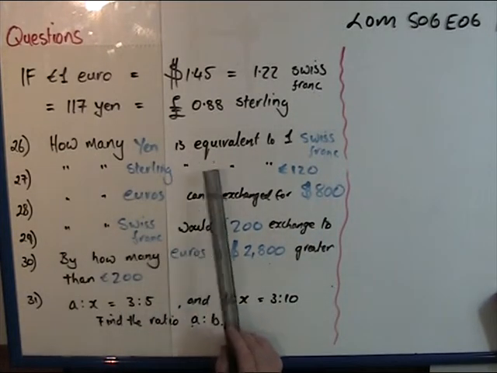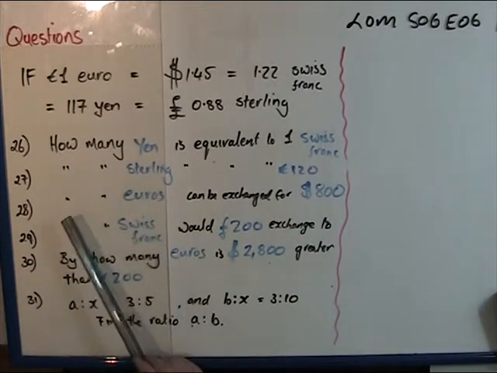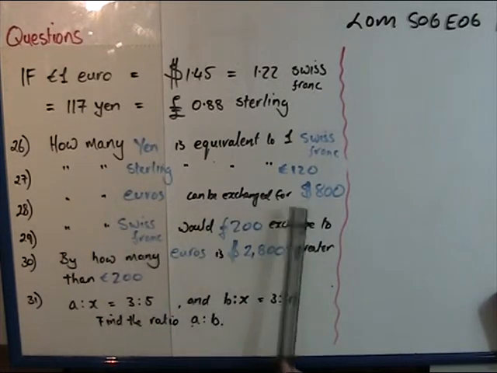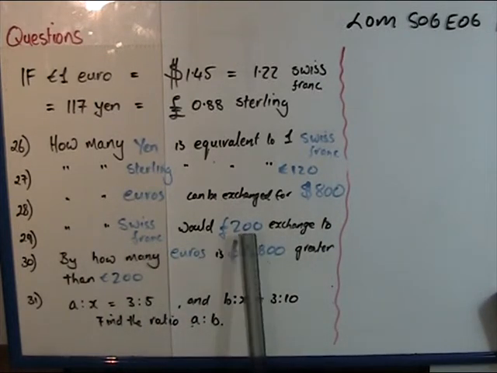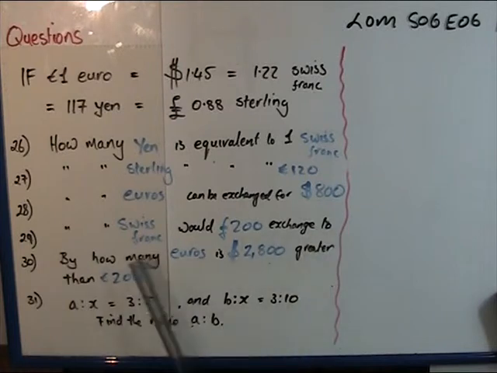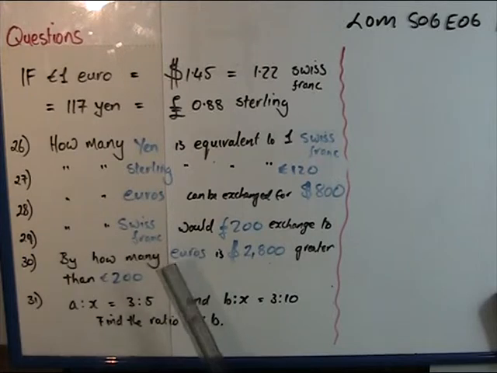How many sterling is equivalent to 220 euros? You've got your exchange rates here. And then how many euros can be exchanged for $800? How many Swiss francs would 200 pounds exchange to? And by how many euros is $2,800 greater than 200 euros? So this is getting you to use your arithmetic maths.